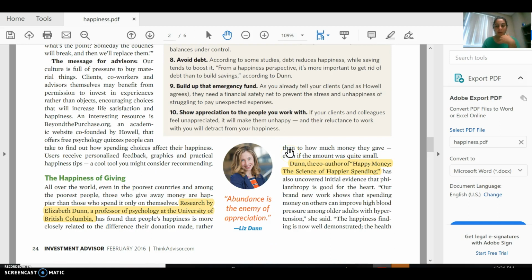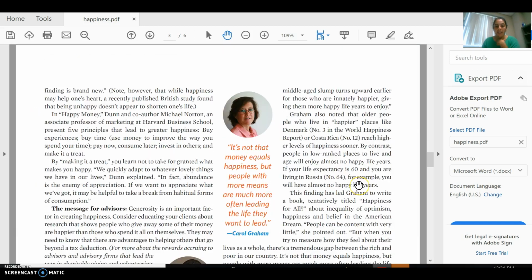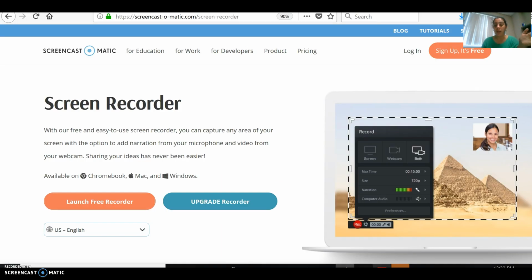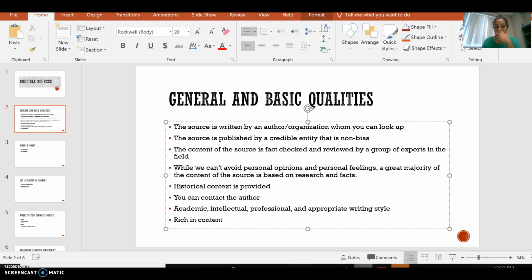As I'm reading this article, I see people who are authors about happiness, professors of psychology at the University of British Columbia. And towards the end of the article, I see Olivia Milan and Sherry Christie's websites and their email addresses. So if I want to email them and continue this conversation, I can. So this would be considered a credible source, the kind of source that you at English 101 level want to use for your research papers.